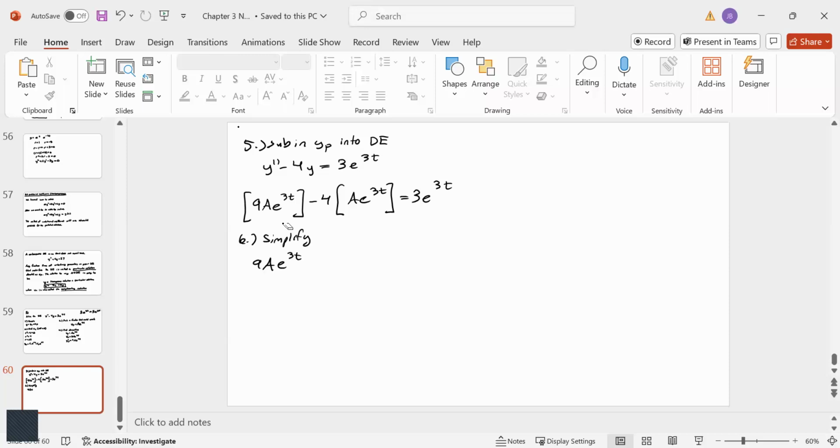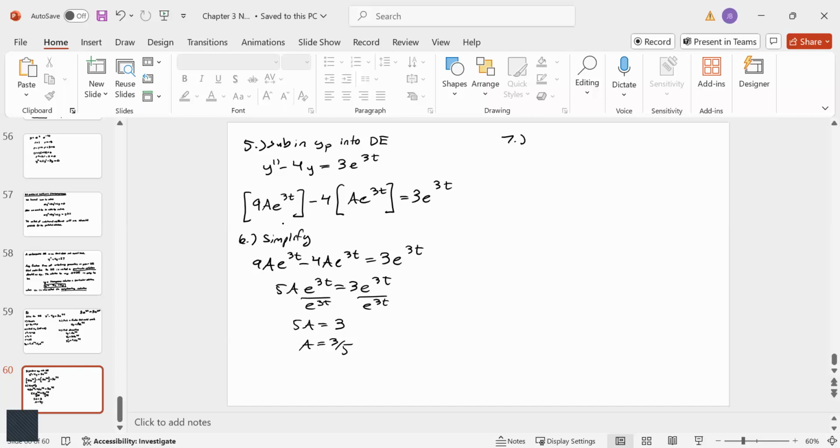9a e to the 3t minus 4a e to the 3t equals 3e to the 3t. And so I get 5a e to the 3t equals 3e to the 3t. If I want both sides to be the same thing, I just need to make them look exactly the same, right? So what's the value of a going to be? Well, I can divide out e to the 3t. And so 5a is equal to 3. a is equal to 3/5. So I have found a solution that makes both sides equal to each other, the particular solution, right?